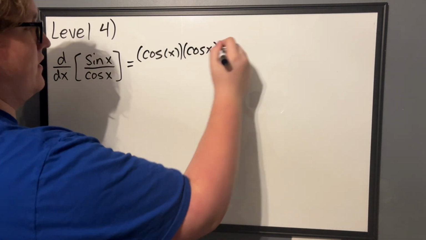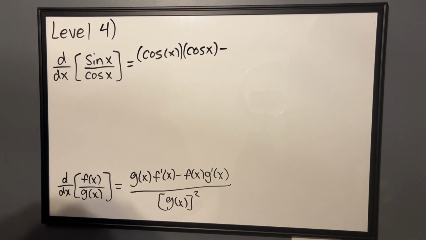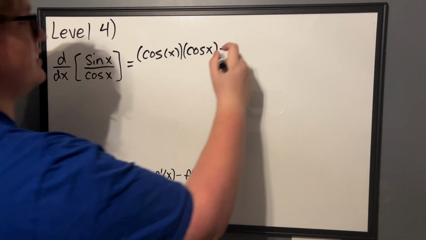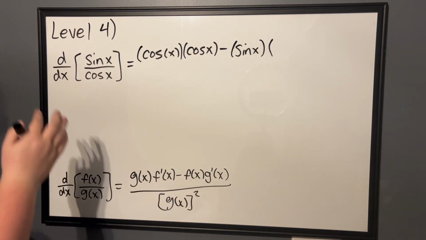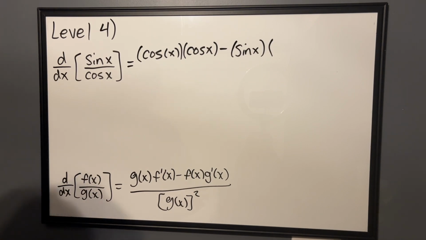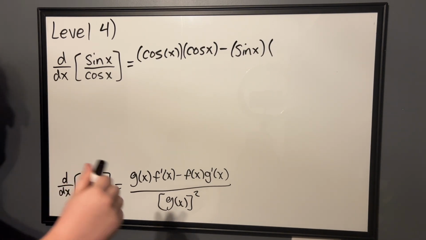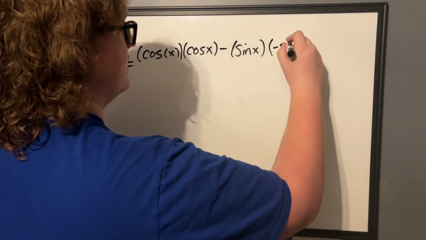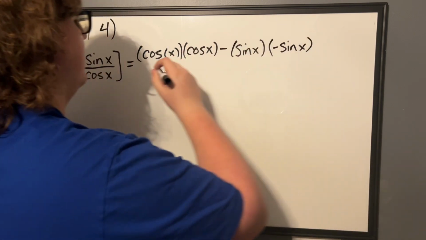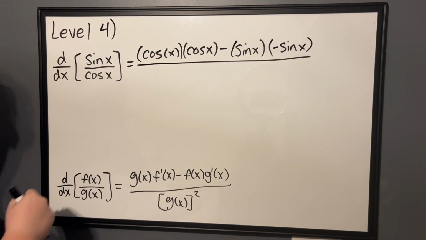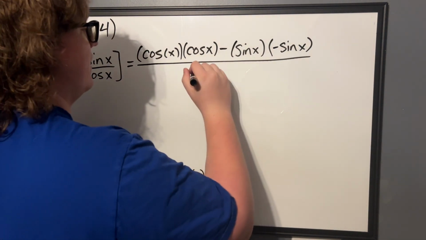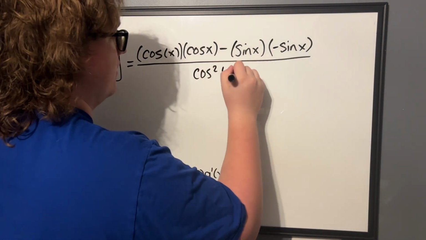And then we're going to subtract off f of x times g prime of x. So f of x was sine x, and then g prime of x is the derivative of cosine x, and the derivative of cosine x is a negative sine x. So we'll have minus sine x right here. And then we divide all of that by the bottom squared, right? So cosine of x squared, so we'll write that as cosine squared of x.